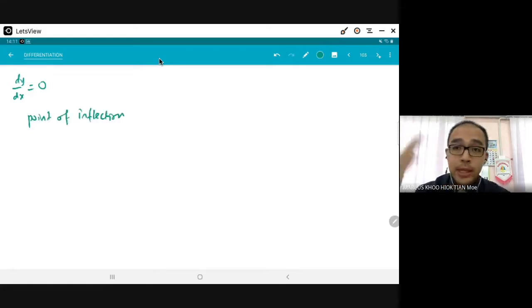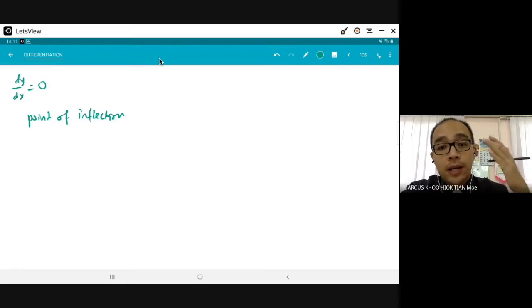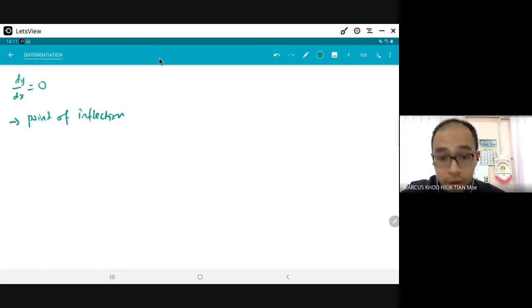So I purposely held this third one. I made you wait until today before I teach it. The point of inflection, because I wanted you to get that skill of setting dy/dx equals 0, finding the coordinates, and then subbing into the second derivative or sketching the tangent, so you know whether it's a minimum or maximum turning point. So today I want to explain what the point of inflection is.